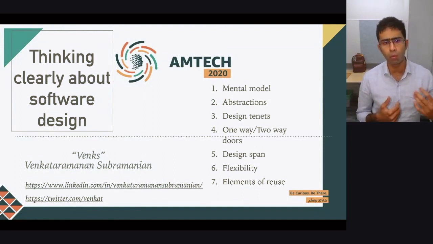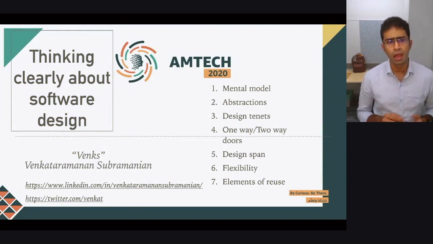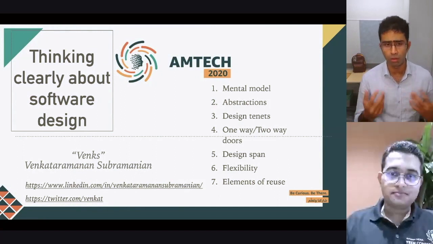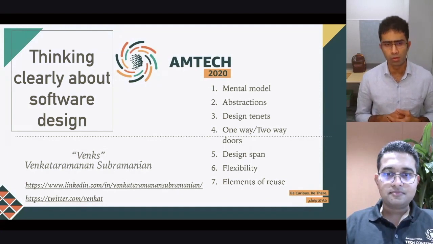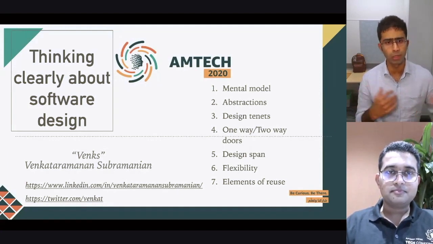But broadly, one to seven, right? Look for a mental model in your design. Look for abstractions, and especially whether they are over, under, or right. Keep all of those in mind. Definitely define your tenets. Look for reversible and irreversible decisions, one-way and two-way doors.